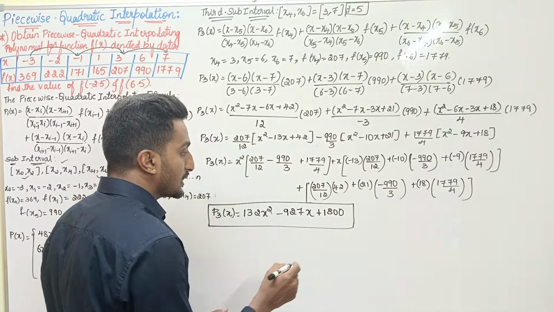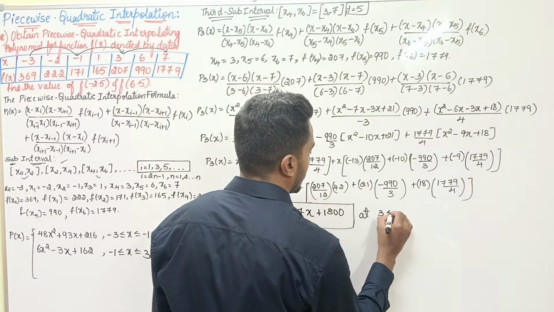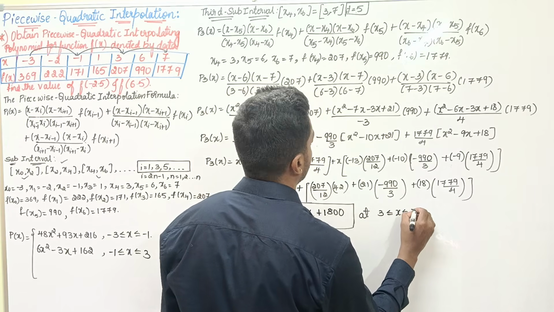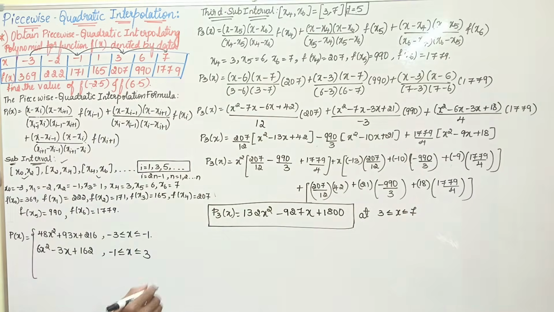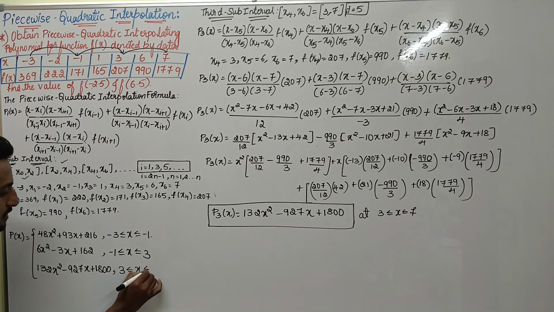quadratic equation at the interval, that is 3 less than or equal to x less than or equal to 7. Got the point? The last quadratic equation, that is 132 x square minus 927x plus 1800, which is at the interval 3 less than or equal to x less than or equal to 7. Whether this is correct or wrong, how to verify?